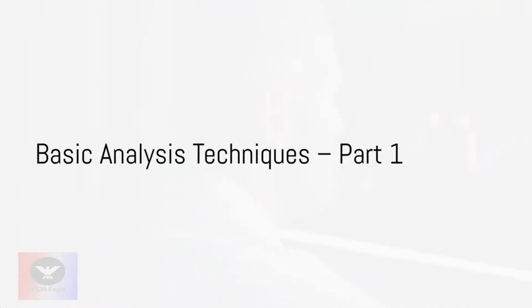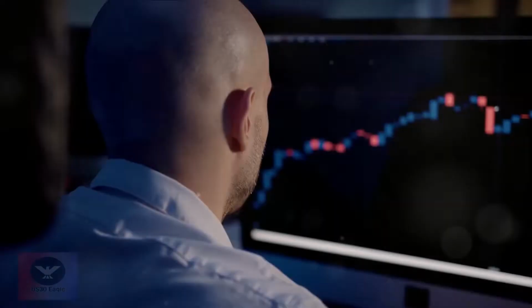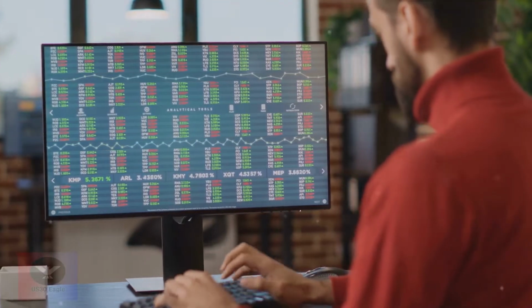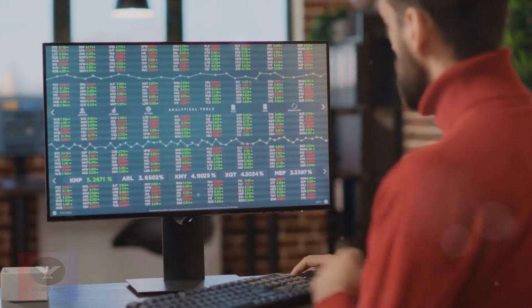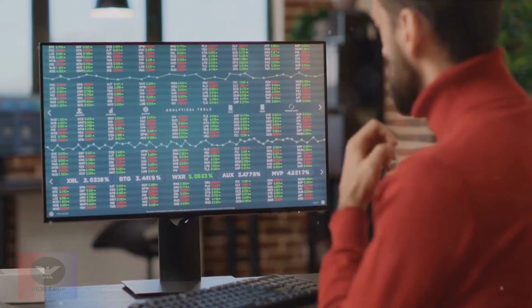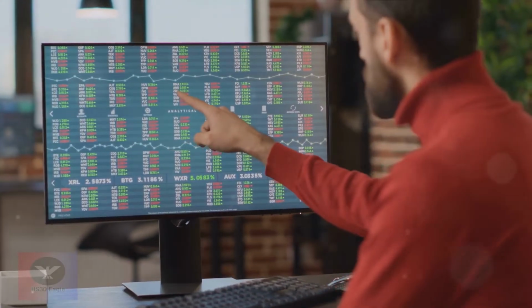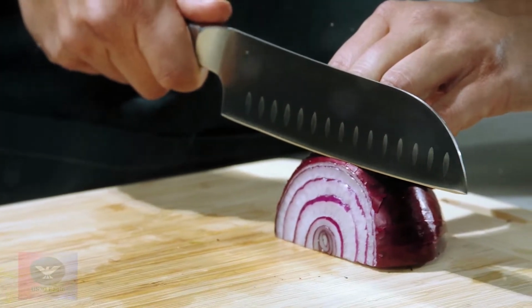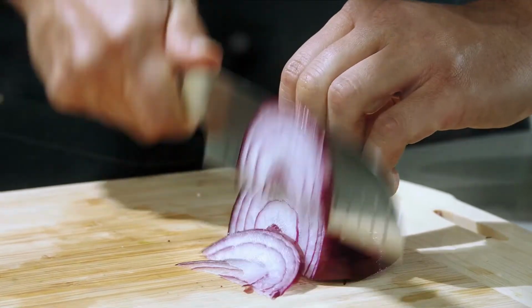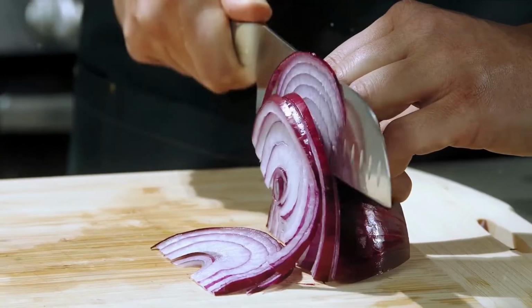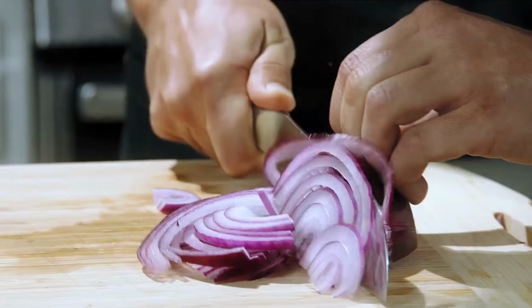Up next, we'll explore some basic analysis techniques. When it comes to trading, one essential skill is being able to analyze the market effectively. This is where fundamental analysis comes into play. It's a technique that traders use to evaluate a company's intrinsic value. Think of it as peeling back the layers of an onion to understand what's really at the core of a business. Now you might be wondering, how does one do that?